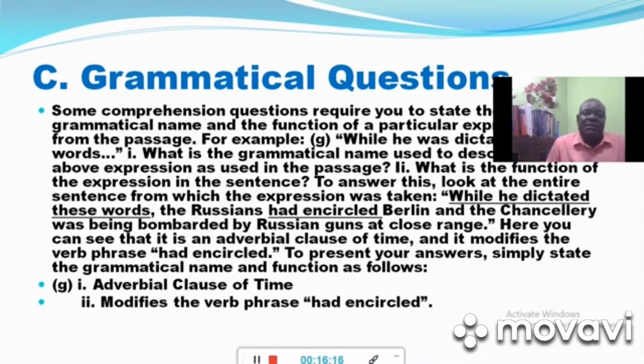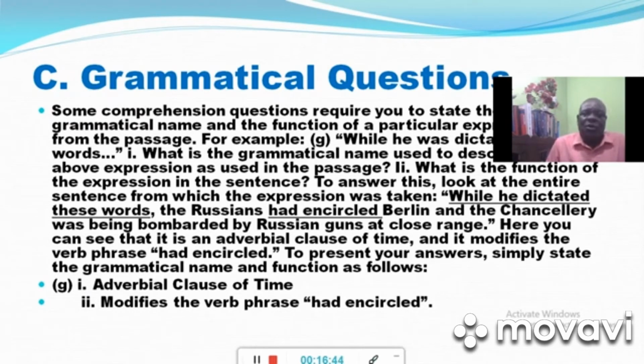Now, how to present it is simple. Write G, write I, and write adverbial clause of time. That's exactly the way to present your answer, because what is required in a comprehension question is precision. You have to be precise in your answer. Then the second question, which is question II, what is the function of the expression in the sentence?